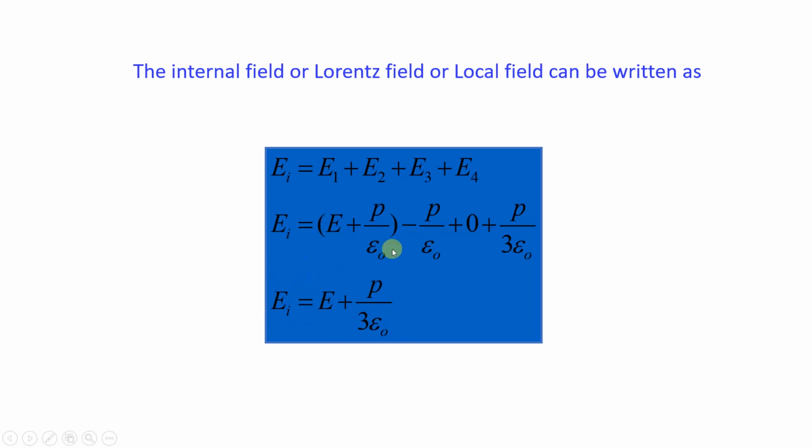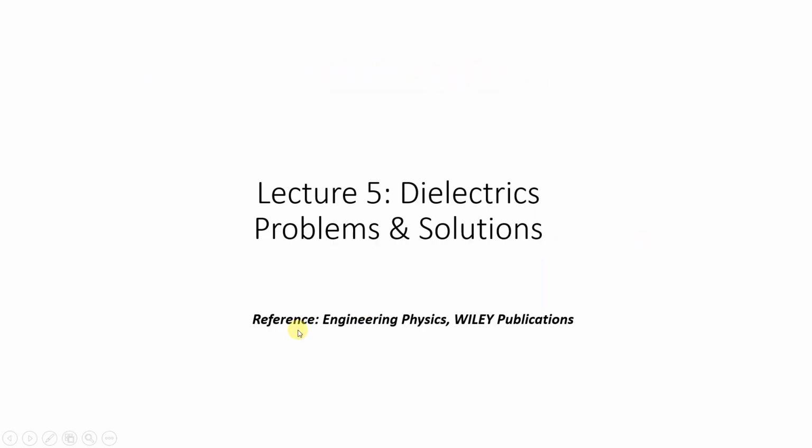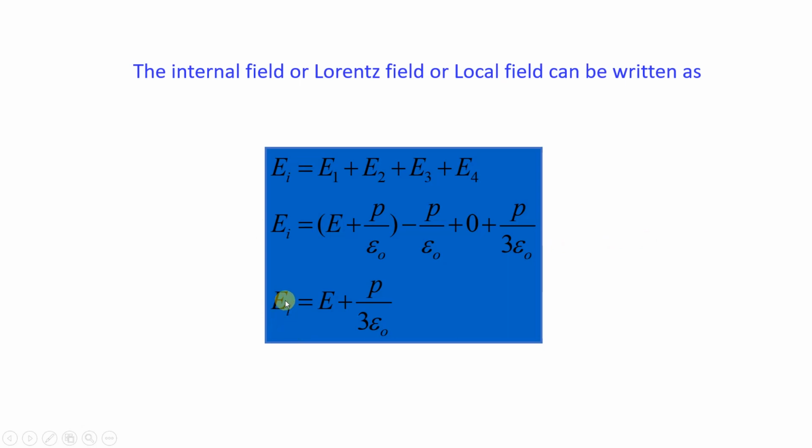So the total internal field in a cubic solid is given by E internal, or E_I, is equal to E plus P by 3 epsilon naught. It's also called the Lorentz field or local field. So sometimes we write it as E_I, E internal, E local or E Lorentz. The important expression which you need to remember here is that the internal field is the sum of the applied field E plus polarization P divided by 3 epsilon naught, where epsilon naught is the permittivity of free space.